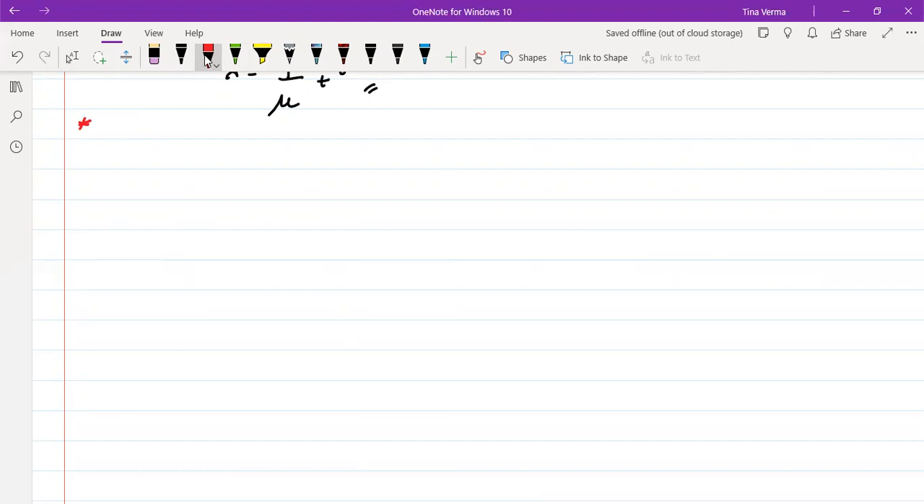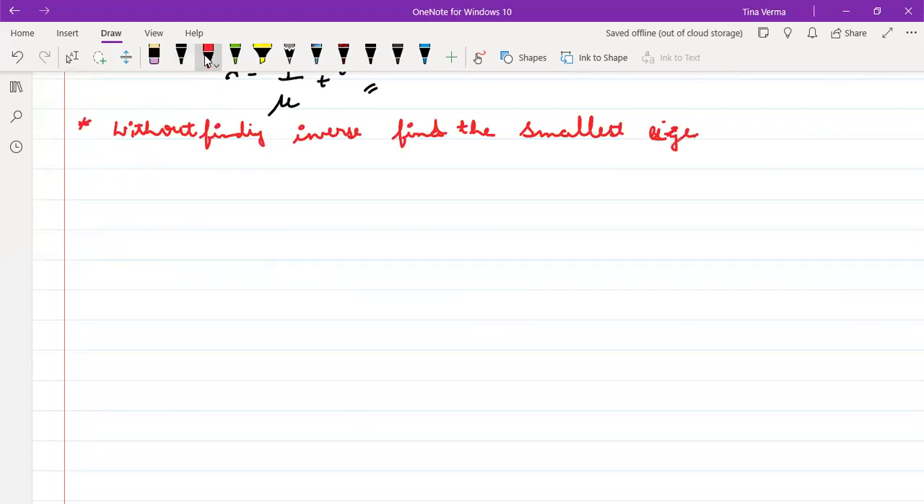One more remark over here in this, since A minus QI inverse you have to obtain, so the question also can be given to you that without finding inverse, find the smallest eigenvalue. So you have already done that. To find the smallest eigenvalue, you have to use the inverse. That means you will find the largest eigenvalue of inverse. But you need not to find inverse. So, if you remember, we have already done.